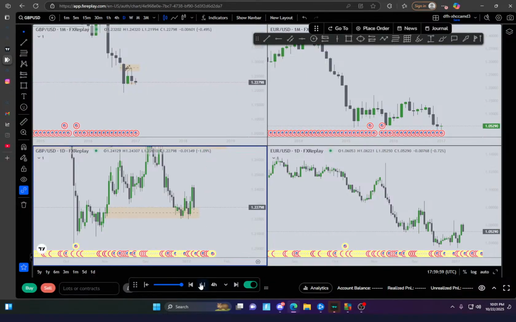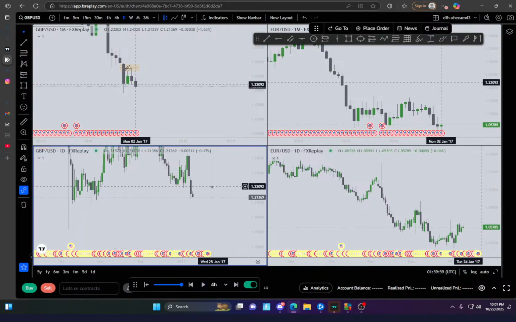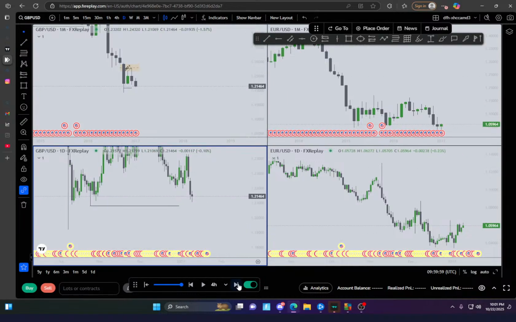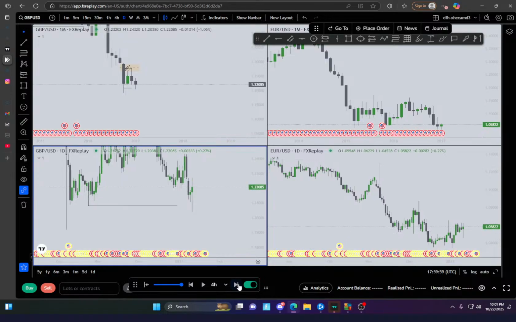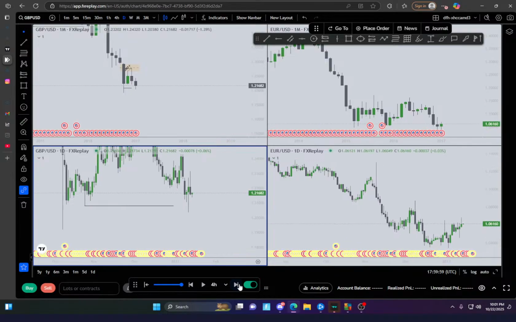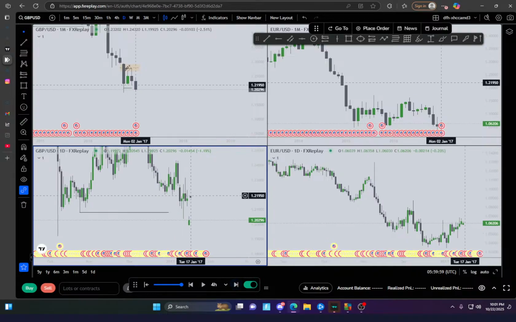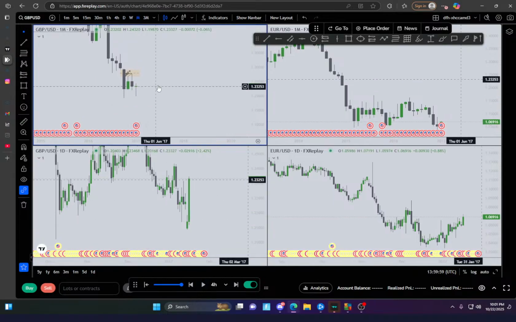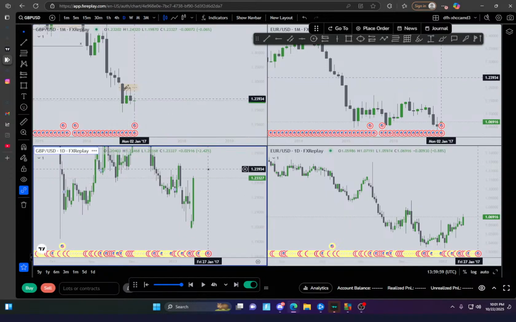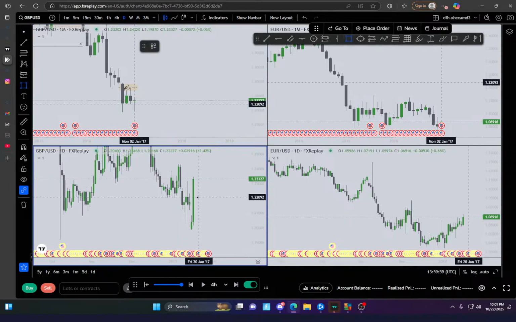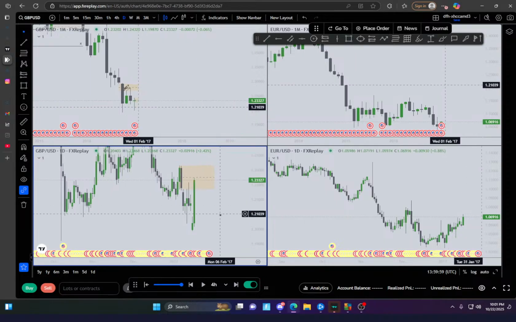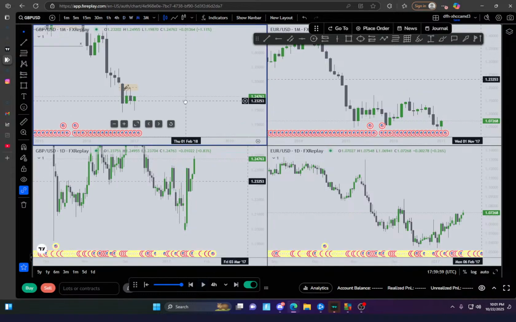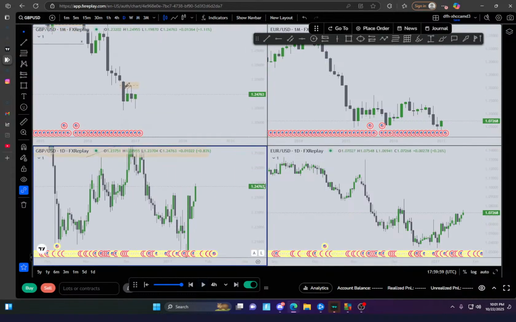So we're having a reaction up there. Small reaction. And then we have this wick. Small reaction, but reaction though. Okay, so now we're flipping bullish. Now what do we have? Now we push up higher into the wick.